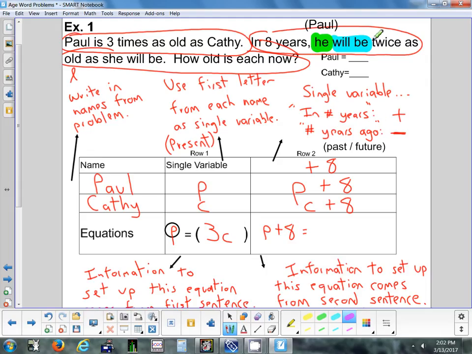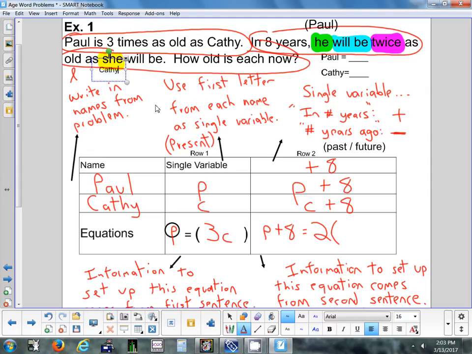What's the next one on there? What should I put? A 2. Should I put anything else? Think I might need anything else? I think I might start a parenthesis. So it's twice as old as she will be. Liam? Put C plus 8 in parentheses, C plus 8, because she is Kathy. Kathy in the future we're representing as C plus 8.